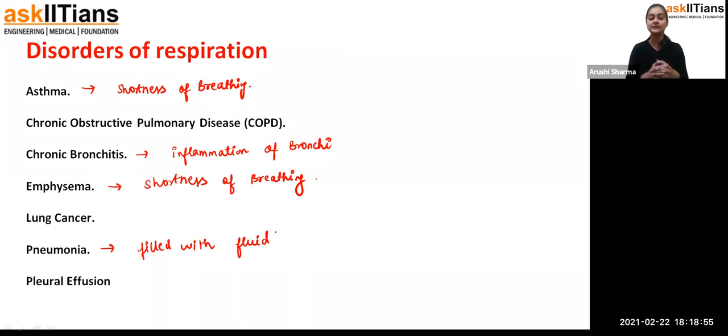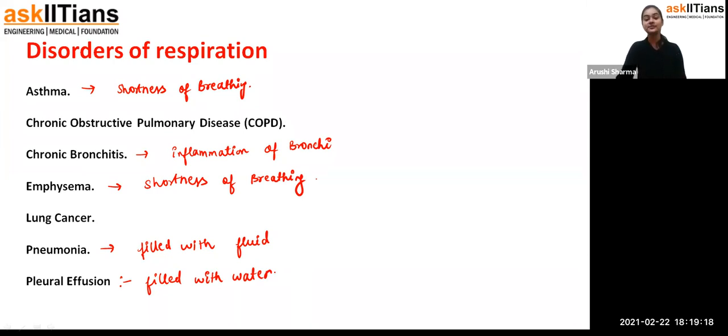Now the very last part, that is pleural effusion. In that condition, student, the lungs get filled with water. So that's the problem, students: all of these have a negative impact on respiration, that the respiration is not proper, breathing is not proper.